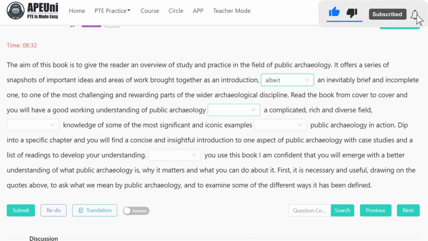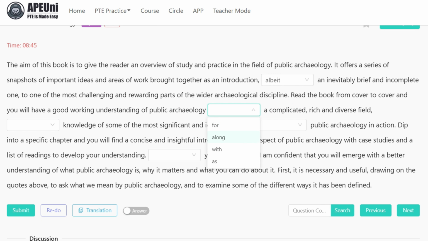Let's move to the next one. Here we are having public archaeology, a complicated. Options are for, along, with, as. For suggests purpose or reason, but as correctly describes the field's nature. First of all, let's understand the meaning of for. We have discussed many times, but for suggests purpose or reason, right? She worked hard for the success of her project. This tool is useful for measuring temperature. Not a right option here.